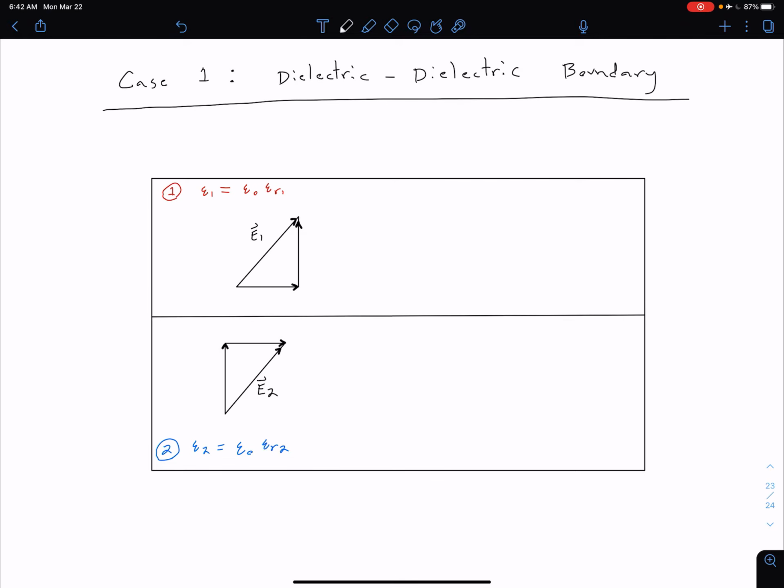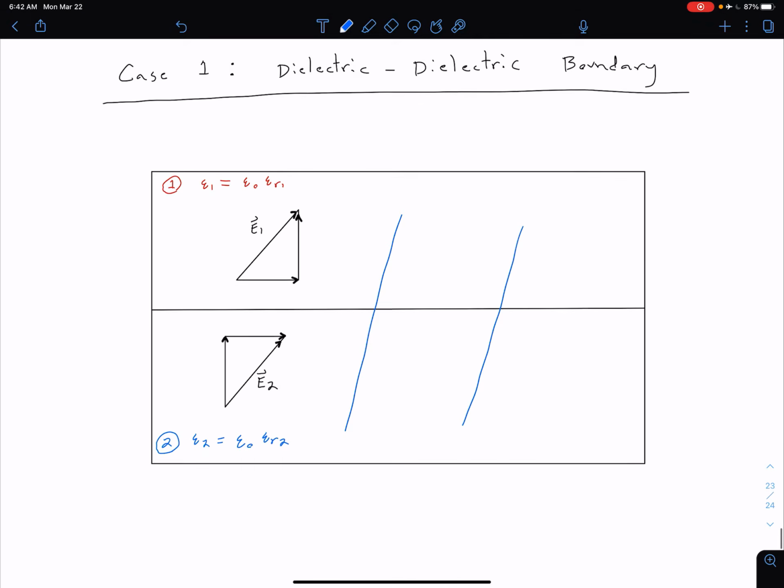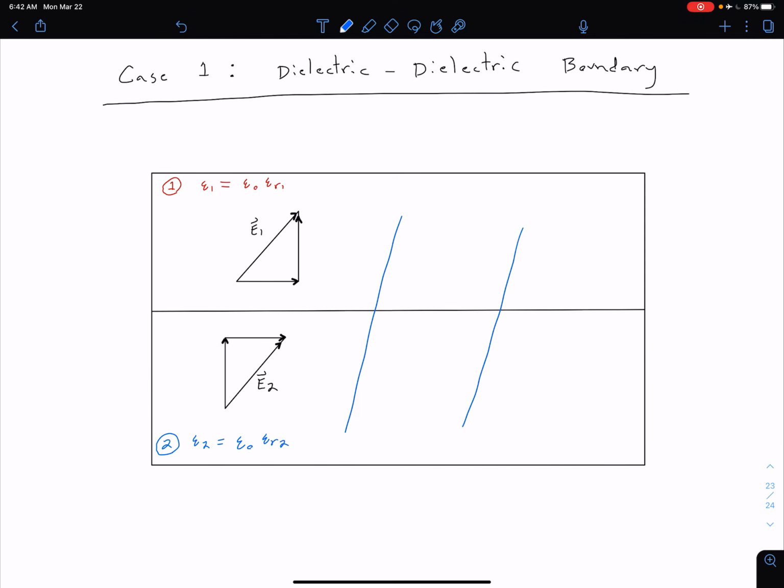So in this video, we're going to consider the first case, which is our dielectric-dielectric boundary. To take a step back, we know we're talking about some electric field which is applied across this entire material. So maybe we have some E field line that is going like this more or less, and again, it's across this whole region. But we're going to have slightly different direction, slightly different magnitude, depending on which region we're in.